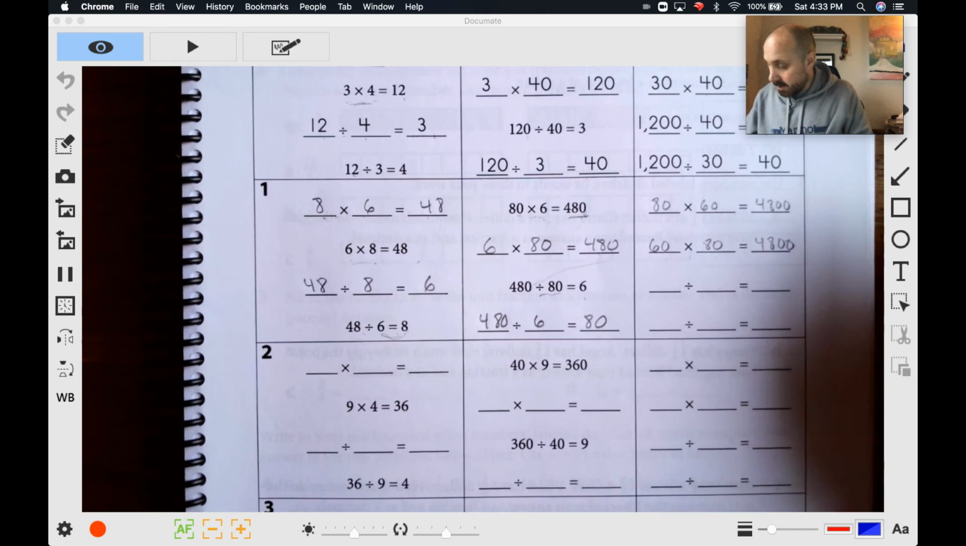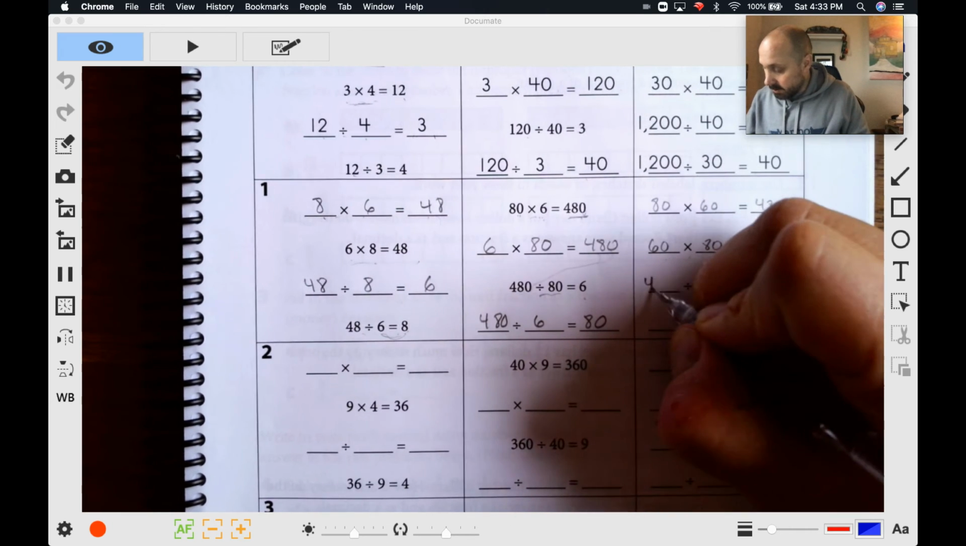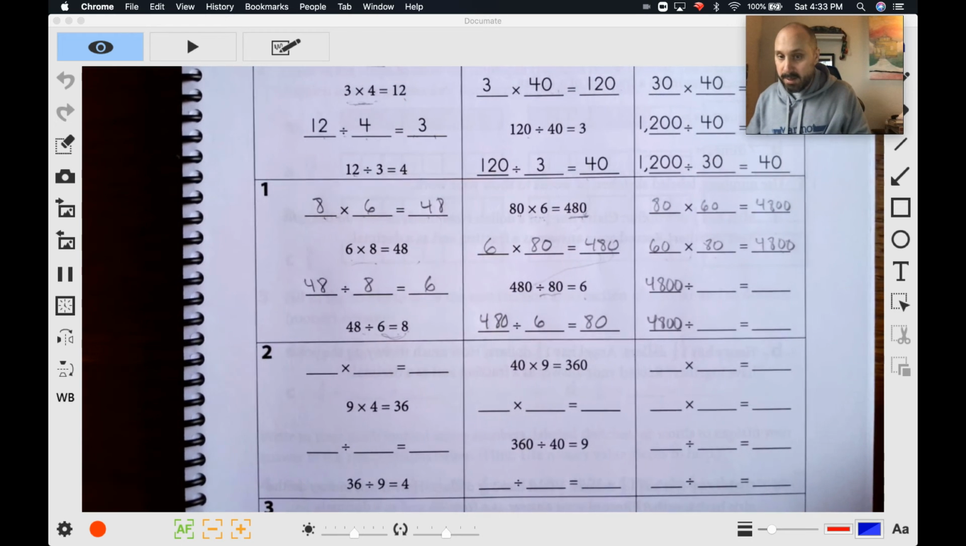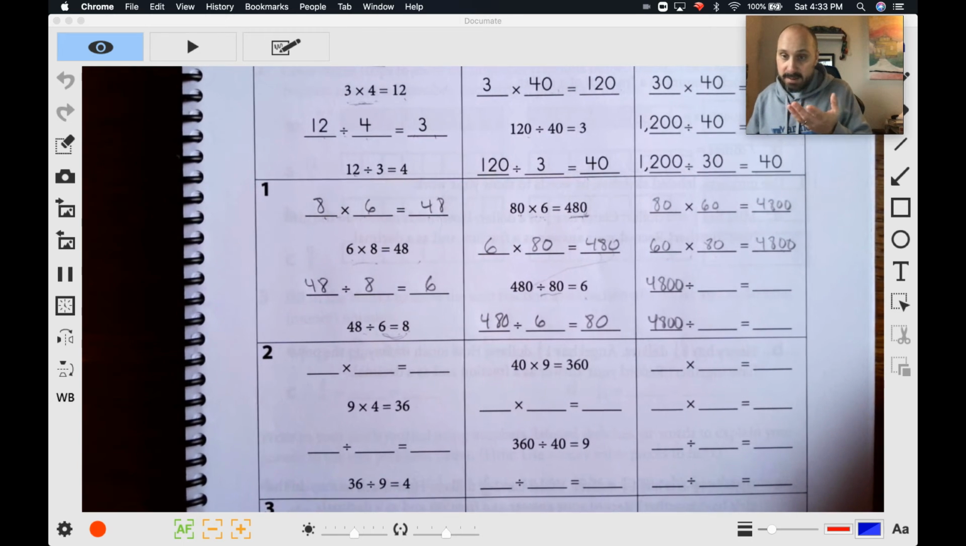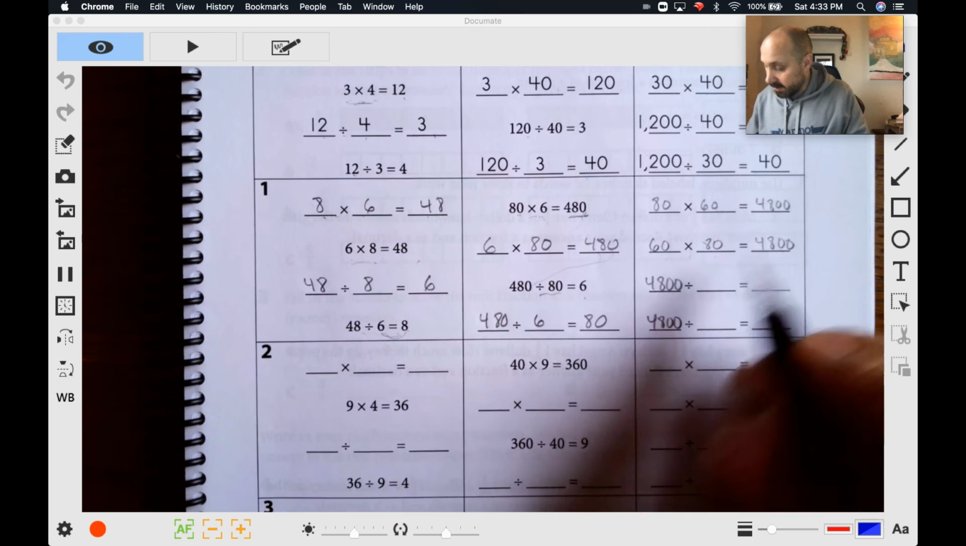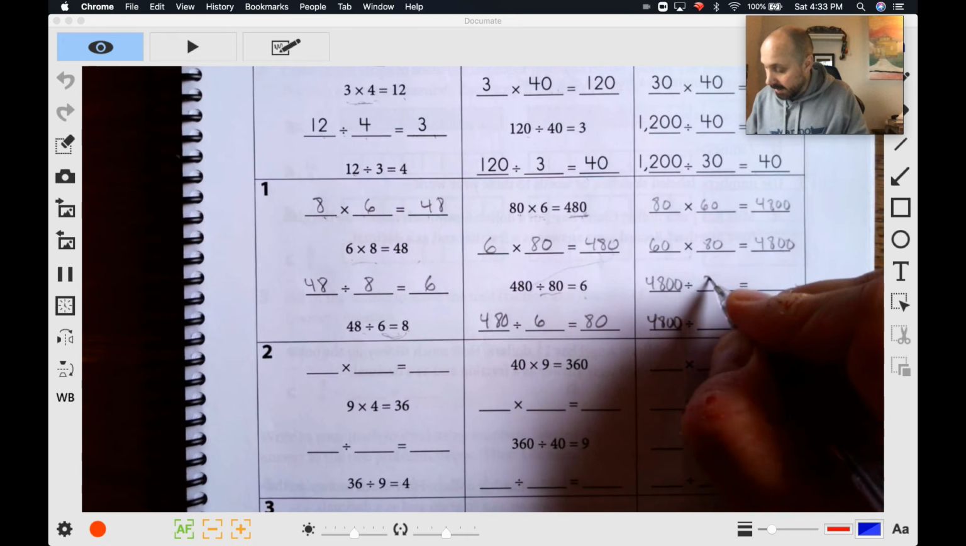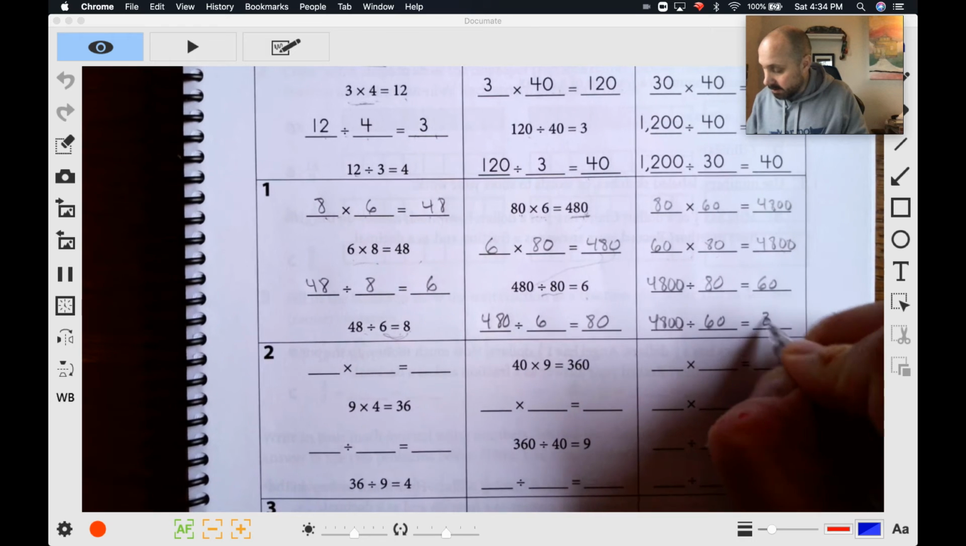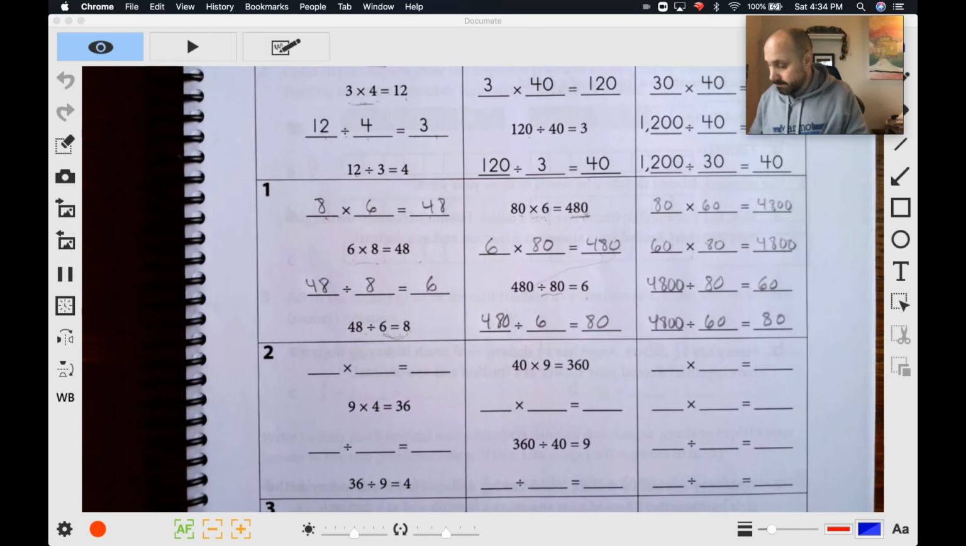And then we're going to take our product, and that's going to start our last two problems, 4,800, and we're just going to flip the 80 and 60 around, right? So 4,800 divided by 80 equals 60. 4,800 divided by 60 equals 80.